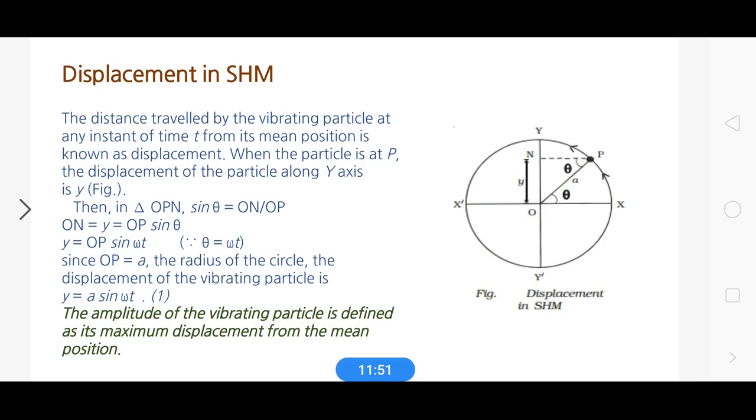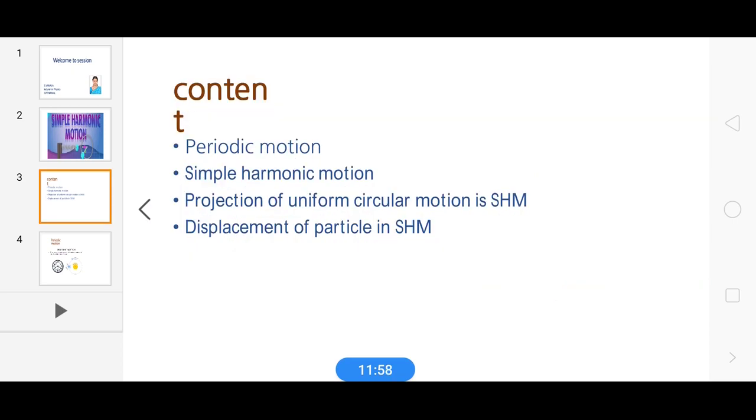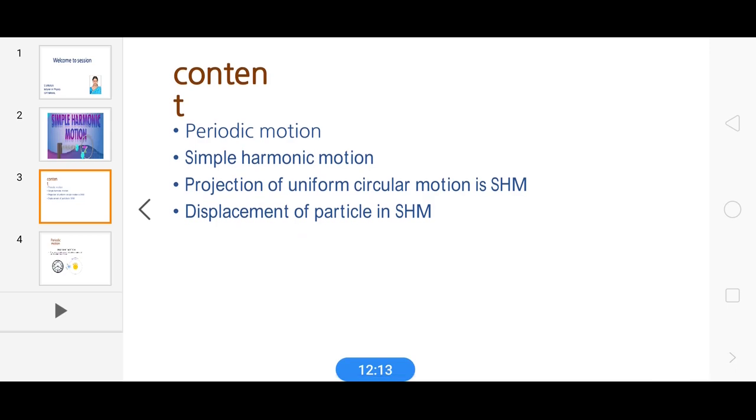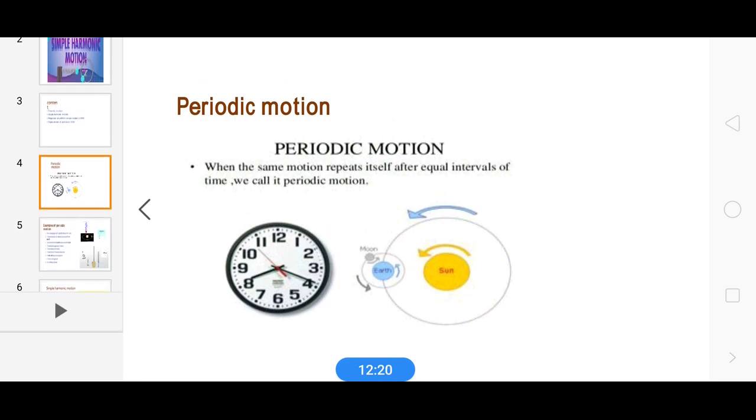So in this session, we discussed periodic motion, simple harmonic motion, the projection of the particle in uniform circular motion is SHM, and displacement of the particle in SHM. First of all, the motion which repeats at regular intervals of time is called periodic motion.